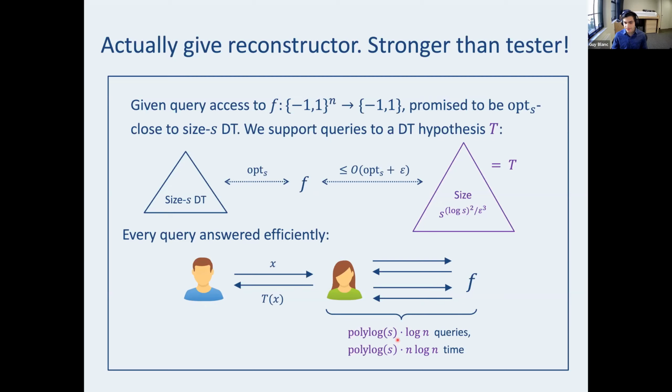And importantly, Alice can't look at all of f to fix a query. Alice can only make very few queries to f and then figure out, okay, how do I fix this particular input? And the number of queries we need and the amount of time we need to answer each question for Bob is the same as you saw in the last slide. Questions on what a reconstructor is?